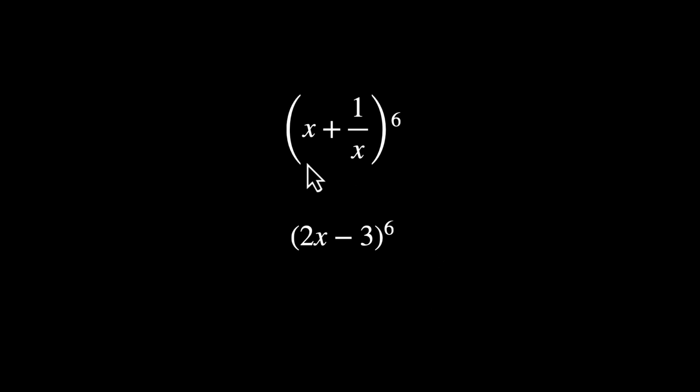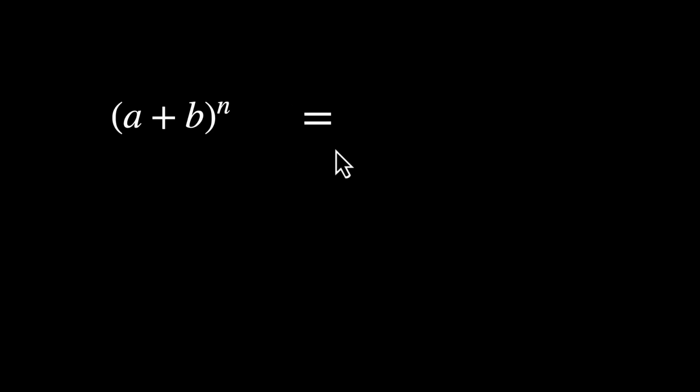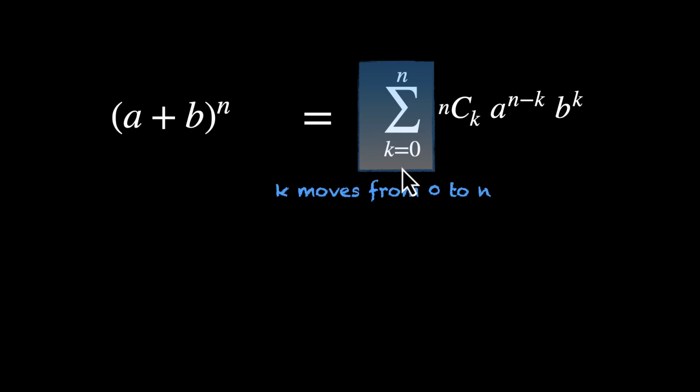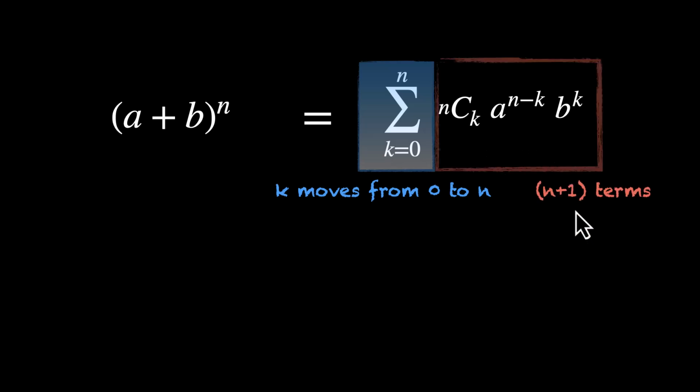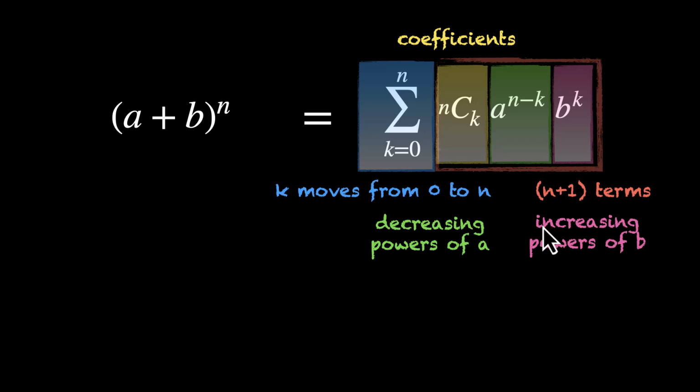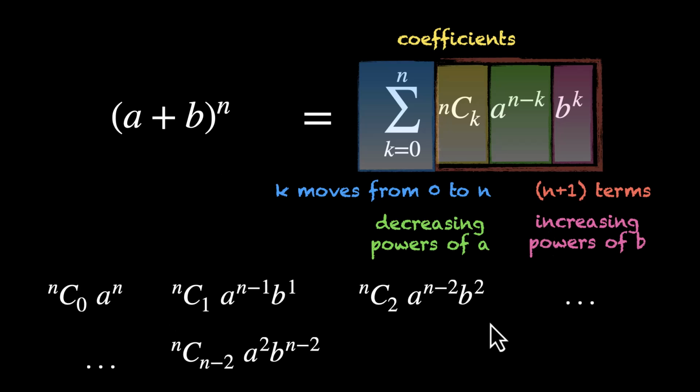We'll try the first one first, (x + 1/x)^6. For this, let's quickly recap what (a + b)^n looks like. So this is (a + b)^n, and this is what we get when we expand it. This has four things. The first one is summation. This means that k moves from 0 to n, and as k moves, we'll get different terms. We'll actually get n + 1 terms because we have n + 1 values of k. Each term has a coefficient and a power of a and a power of b. When we expand it, this is what we get.